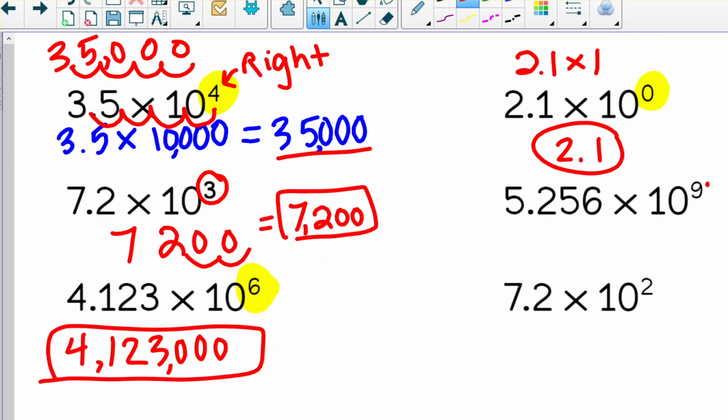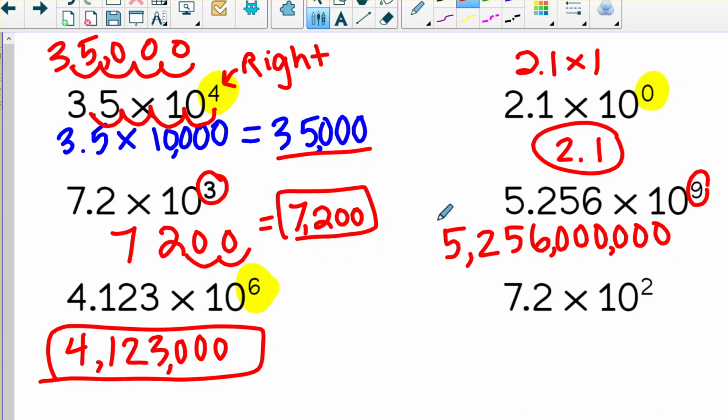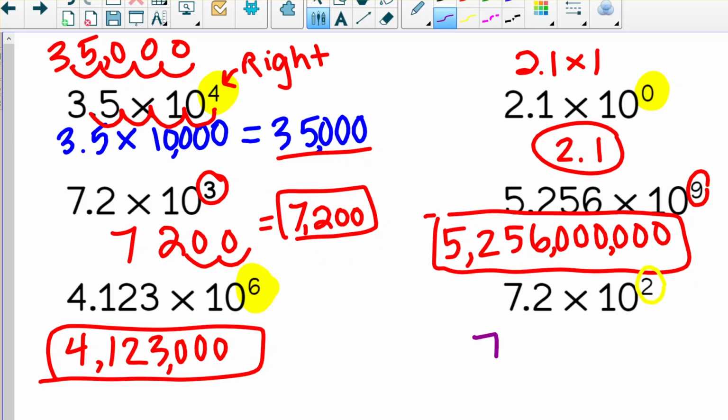Let's look here. So I need to move my decimal 9 places. I'm going to copy the number down without the decimal and start counting. So 1, 2, 3, 4, 5, 6, 7, 8, 9. As you can see, this is a really big number. So it's 5,256,000,000.